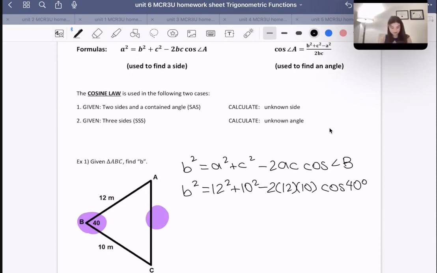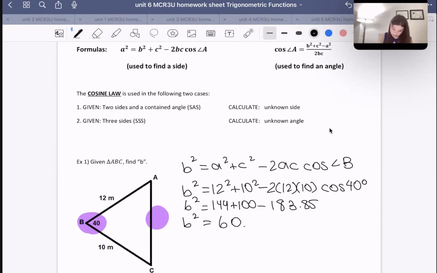Well, what's cosine of 40 times 2 times 10 times 12? That is equal to minus 183.85 approximately. 144 plus 100, so b squared, therefore, is equal to 60.149. And then I'm going to take the square root of both sides.